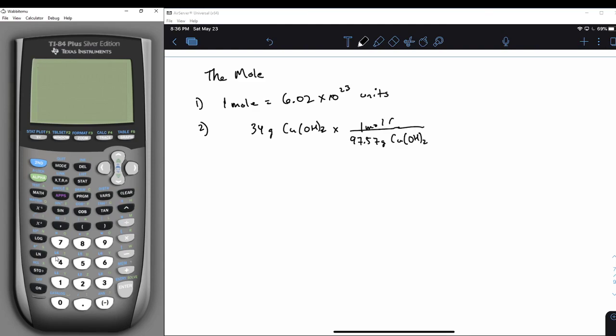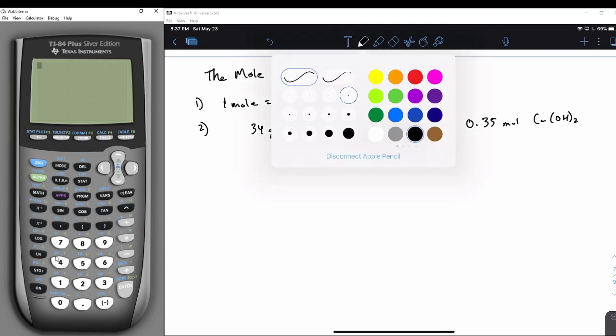So notice this conversion is also another conversion to make equivalent to 1 mole. So 97.57 grams of Cu(OH)2 is the equivalent of 1 mole. And so when you divide by that, you get 0.35 moles of Cu(OH)2. And again, to make sure you're dividing and multiplying the right way, your answer needs to make sense. And so with this, I know my mass that I have is less than the molar mass, which means the moles I have of it should be less than 1. So this is a very basic way to check to make sure that you're doing it correctly.